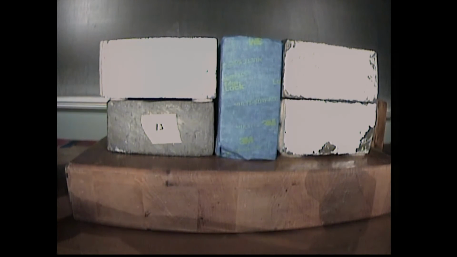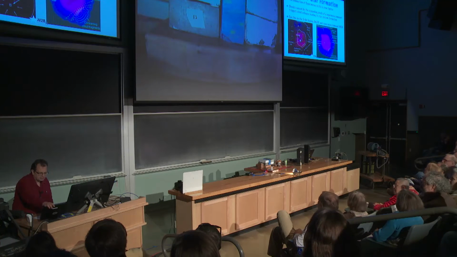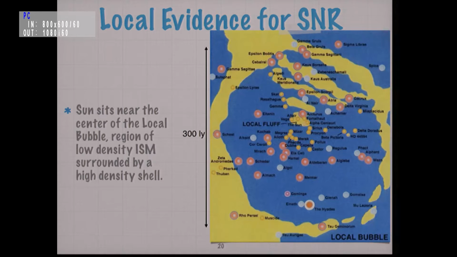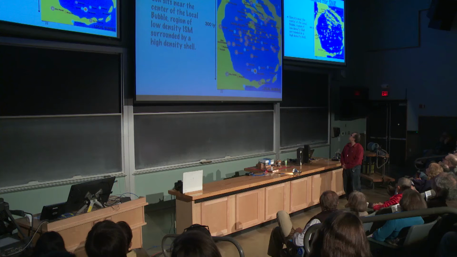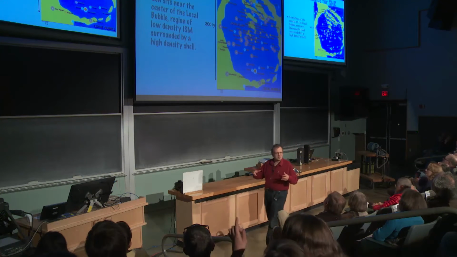And that's exactly what's happening in a cloud like the Trifid Nebula. We have local evidence that our own solar system was created by a nearby supernova remnant. The sun lives near the center of a region called the local bubble. It's about 300 light years across. It's an area of basically underdense interstellar medium surrounded by an overdense, and it's spherical. This is exactly what supernova remnants look like.